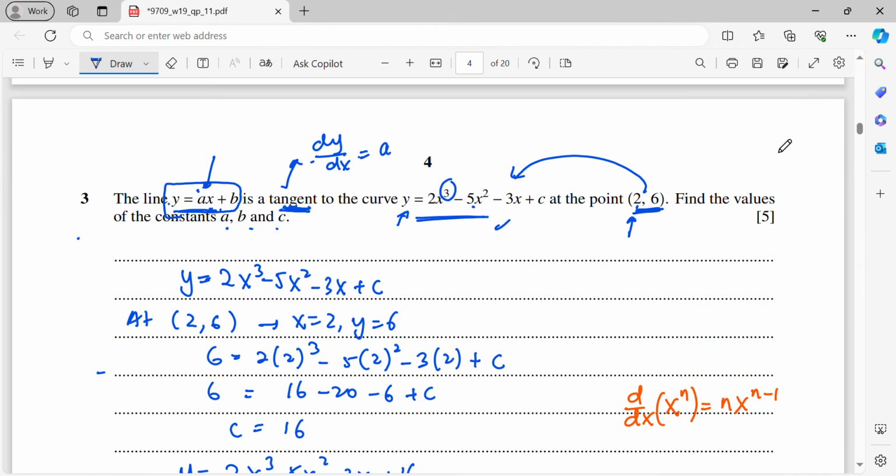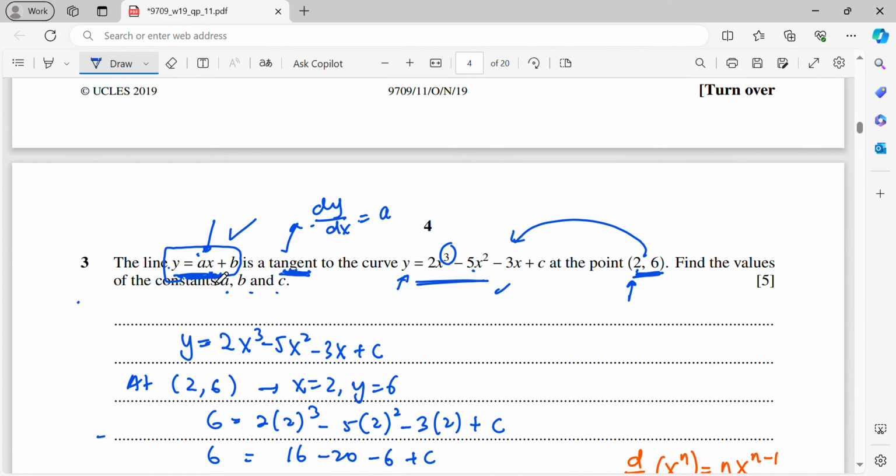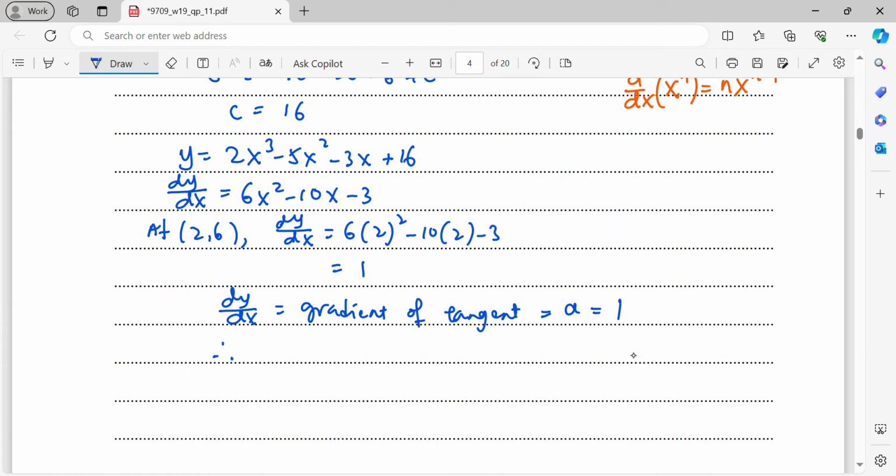Okay, so this dy dx is the gradient of tangent. When you look at y equals ax plus b, the a is the gradient of tangent. Therefore a, I will write here, dy dx equals gradient of tangent equals a. Therefore a equals 1. Okay, so after we have found a equals 1, I can just rewrite my y equals ax plus b. It becomes y equals x plus b.